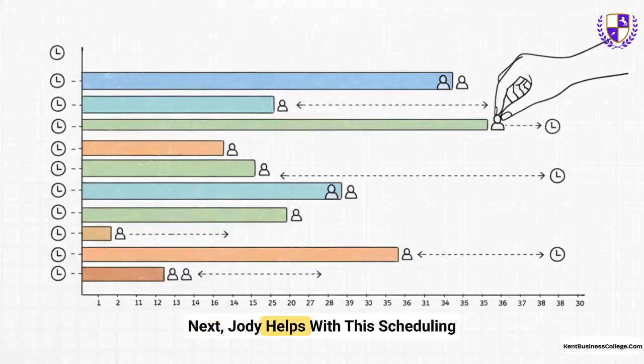Next, Jody helps with the scheduling part, plugging all this info into the main project timeline. This is absolutely critical because you can't have your copywriter just sitting around waiting for the designer to finish. It's all about making sure the right people and tools are ready at exactly the right moment to keep things moving.